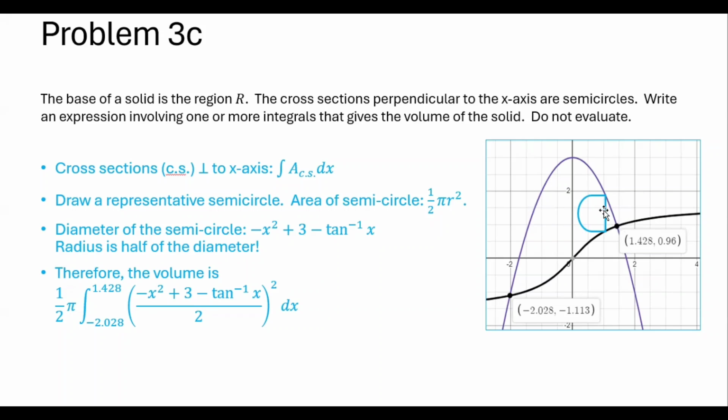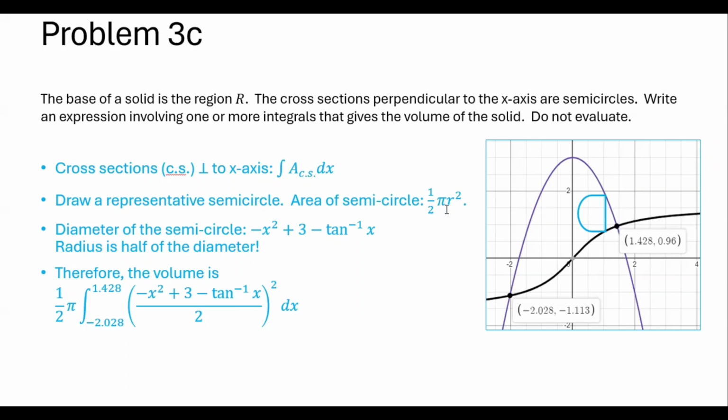This is the diameter. What's the length of this diameter? It's this upper curve minus the lower curve. So the parabola minus the arctangent. Okay, that's the diameter. So the radius is just half of that. Okay, so diameter, as I was saying, is minus x squared plus 3, the upper minus the lower, which is the arctangent. Radius is half the diameter, so we plug everything into the integral.